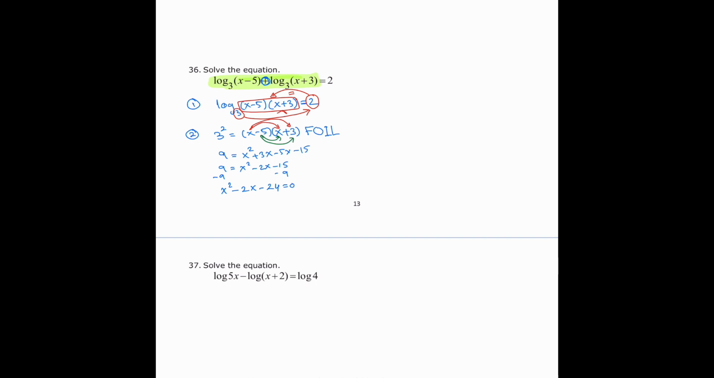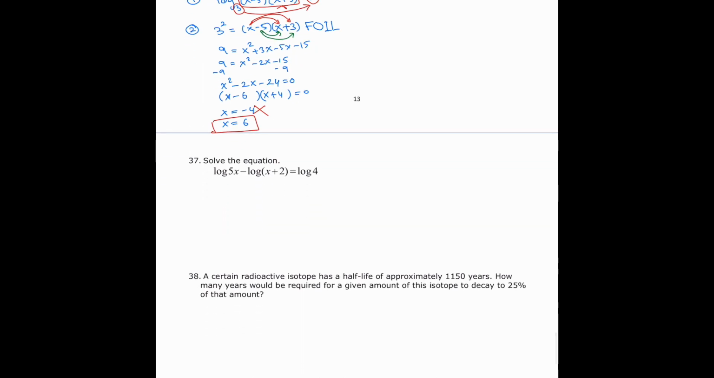If you factor or use the quadratic formula, it doesn't matter which method you use, you're going to get x minus 6 and x plus 4, which will lead you to x equals negative 4 or x equals positive 6. We're going to eliminate the first one because it's negative and the answer is the second one. Question number 37. This equation is going to be extra credit. If you solve it, you earn 5 points.